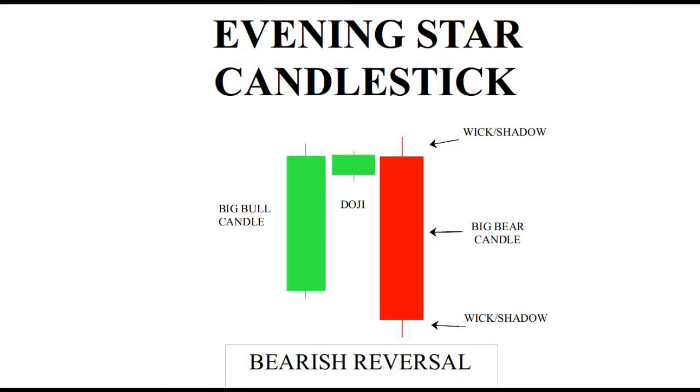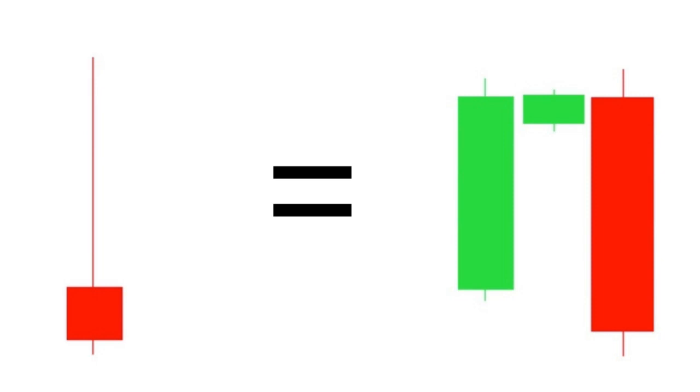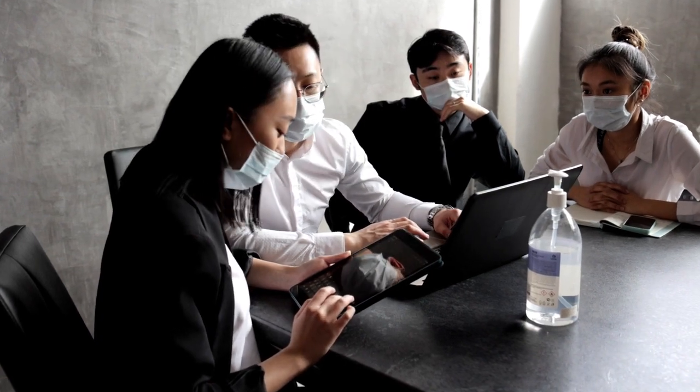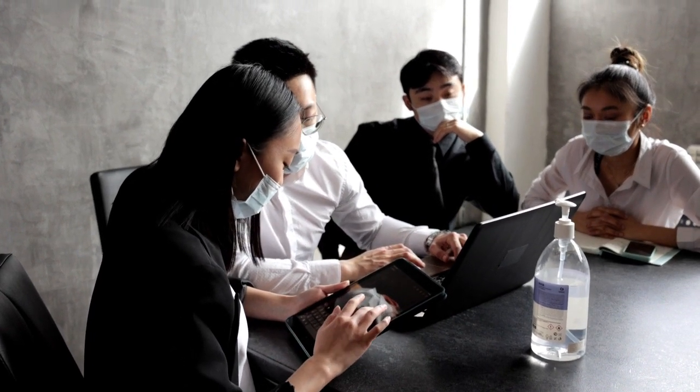6. Evening star. The evening star candle pattern is the opposite of the morning star. It contains 3 candles, which are a big bullish candle, a doji candlestick, and a big bearish candle. It is the same as the bearish pin bar. That is to say, a bearish pin bar on a 4-hour time frame is an evening star on a 1-hour time frame. Morning and evening stars should be taken into consideration when seen at an important zone.